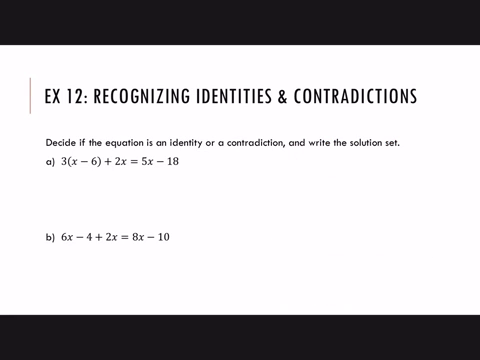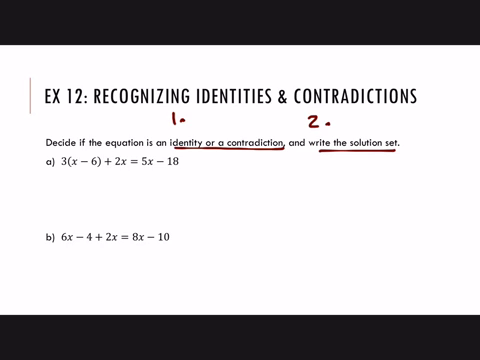All right, so let's try it out. Decide if the equation is an identity or a contradiction and write the solution set. So we're looking for two things here. One, state which it is, and two, write the solution set. So in part A, what you want to do is just try to start solving this, and then it should become apparent that we have an identity or a contradiction when we reach one of those two types of statements.